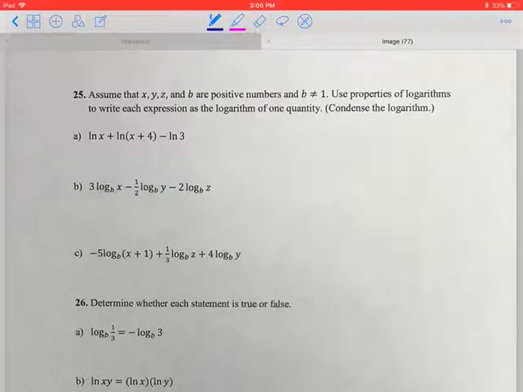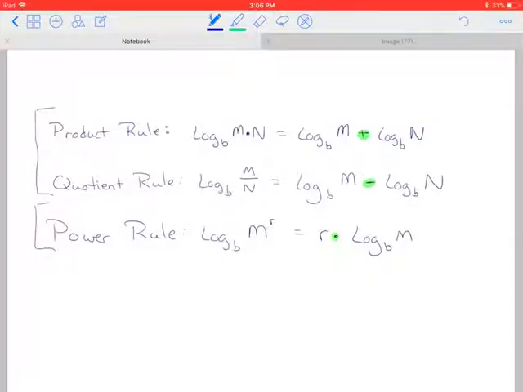And this is number 25 on the review. We're going to condense into one logarithm. So before we start on these problems, let's just remind ourselves of our three rules. We have product rule, quotient rule, and power rule.